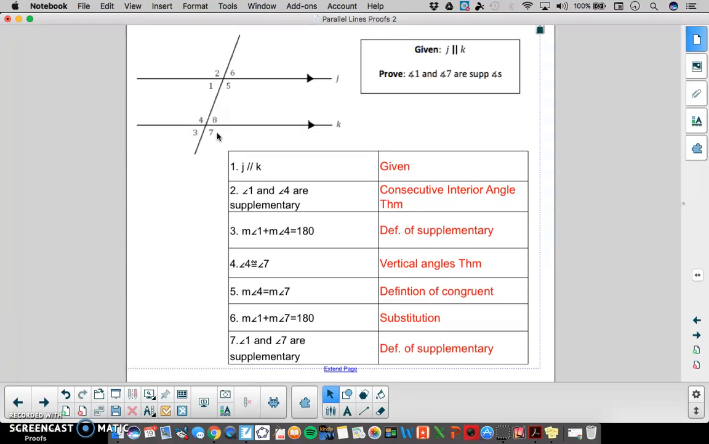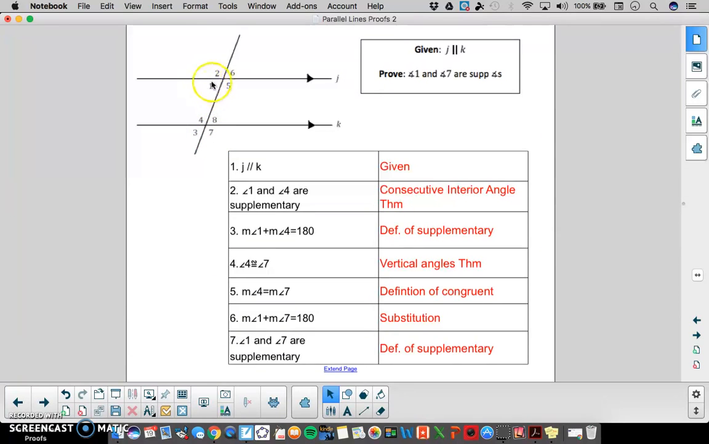We're not going to be able to use the corresponding angle postulate or the alternate interior angles theorem or any of those other shortcut theorems that we've been using to shorten our proofs with. We're going to have to relate one of these angles to another angle and then work our way to proving that angle 1 and angle 7 are supplementary. So we can notice here that we do have those types of angle pairs with angle 1 or angle 7.